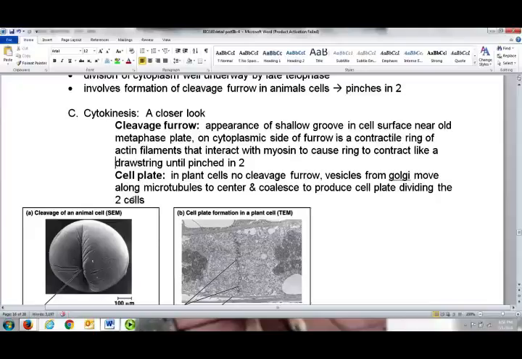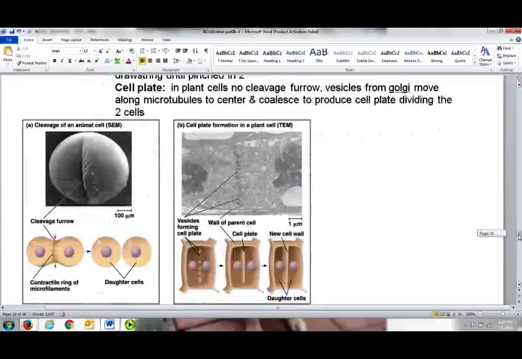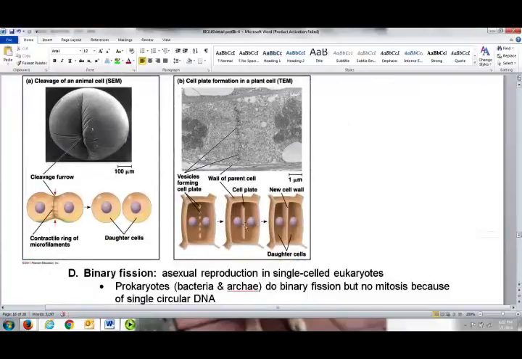In plant cells, you don't have a cleavage furrow because of having cell walls, so instead you'll have a cell plate. The vesicles from the Golgi move along the microtubules to the center and coalesce to produce this cell plate that will create a division in the two cells. So you can see the difference here, the cleavage furrow with the contractile ring versus the cell plate being deposited.